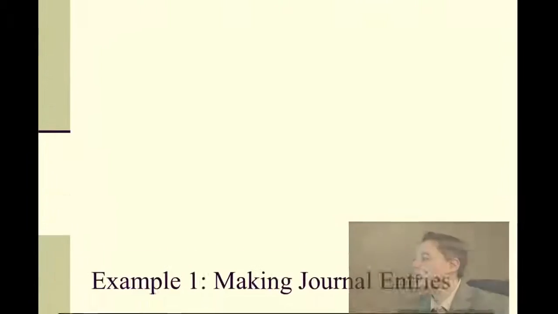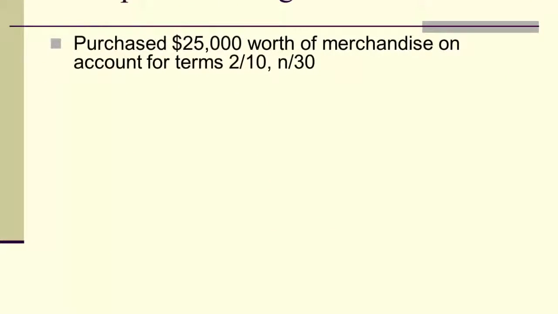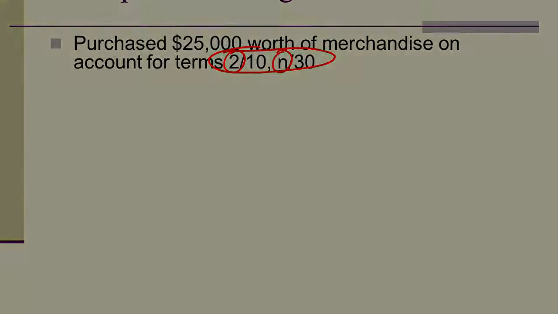Let's do another one. In this case, we purchased $25,000 worth of merchandise on account for terms of 2/10 net 30. If you're not familiar with these terms, it means that you get a 2% discount if you pay within 10 days, or you owe the net amount within 30. And then after that, they'd probably start charging you interest. So let's take a look at this journal entry. Again, take a second and try it, and then we'll talk about it together.